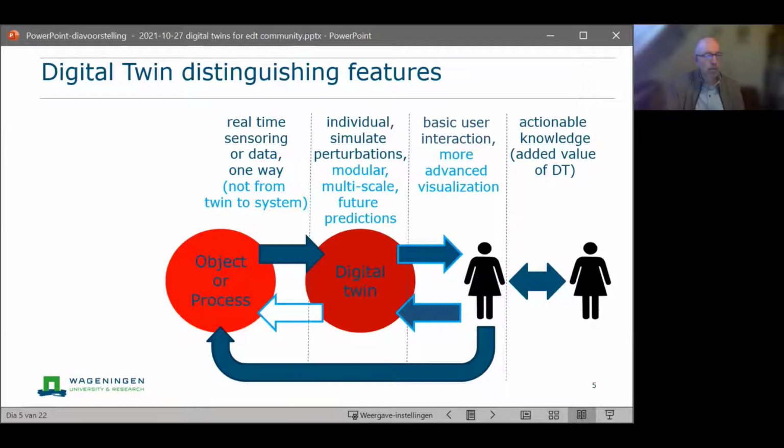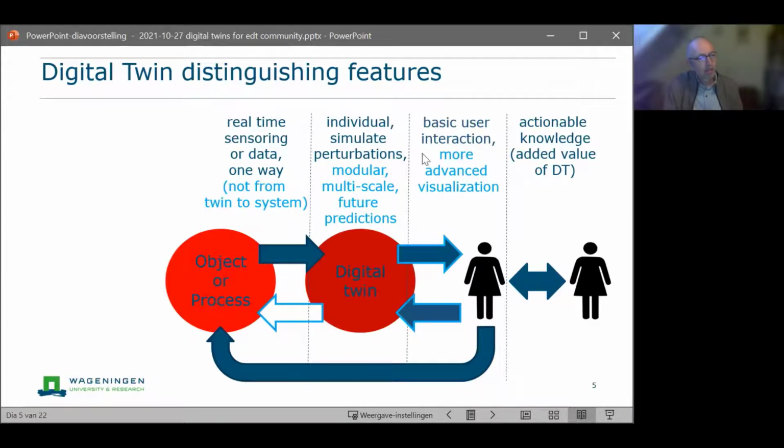It is somehow connected to the actual system or process, which is shown on the left in somewhat lighter shaded red, by a real-time sensoring or data connection in one way, in the sense that the digital twin receives information from this object or process and not necessarily gives direct feedback to the process. It can be, but it's not strictly required in our definition. Going to the other direction, it has basic user interaction so that somebody can work with the digital twin, ask questions, develop scenarios, and extract information from it, of course. All in all, it should provide actionable knowledge. It should help people prepare their decisions based on this system. And the feedback loop to the system is not through the digital twin, but it's through the persons interacting with the digital twin.